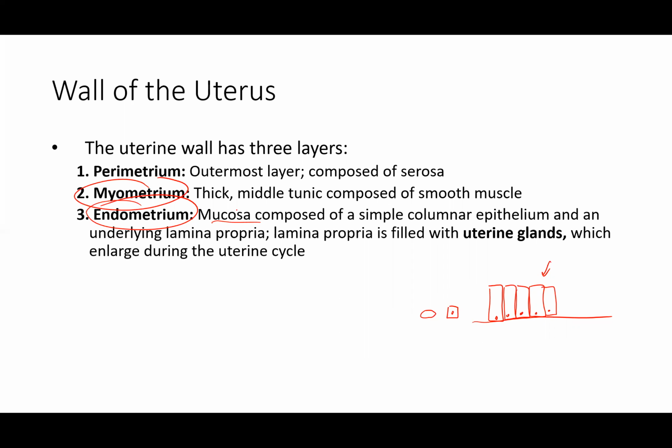Okay, the myometrium is the muscle layer, the smooth muscle layer. And then the perimetrium is the outer serosal layer.